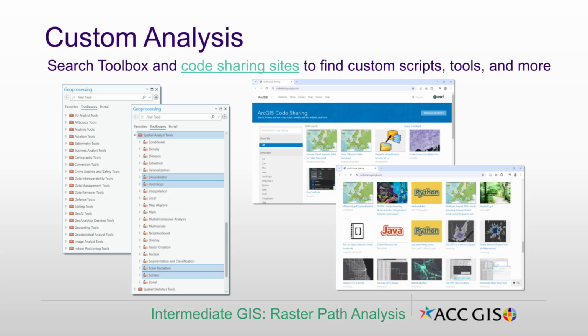So if you can imagine it, somebody's probably already done it, and searching the ArcGIS code sharing is a good resource. Also, the geoprocessing toolbox includes a bunch of functionality as well. You can see some of those listed on your screen there, including mosaic data sets or ortho mapping and custom hydrology or solar radiation tools.